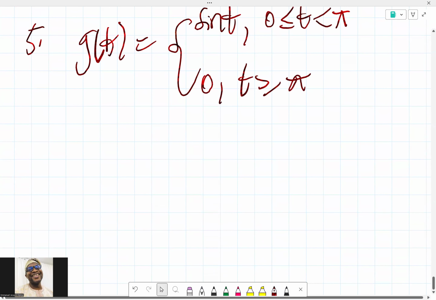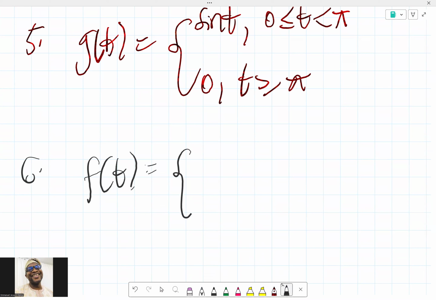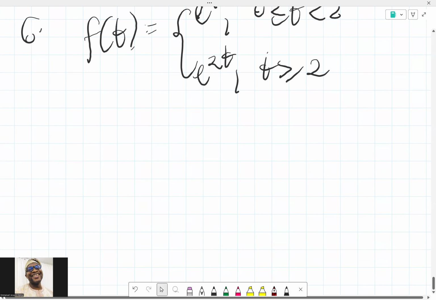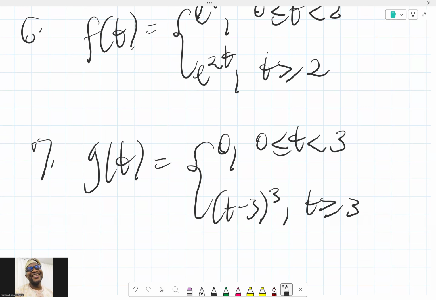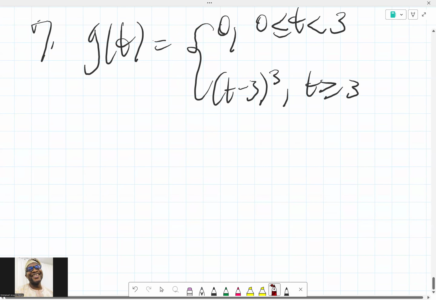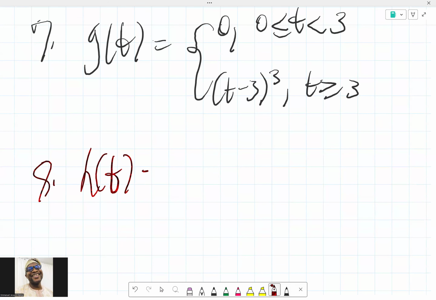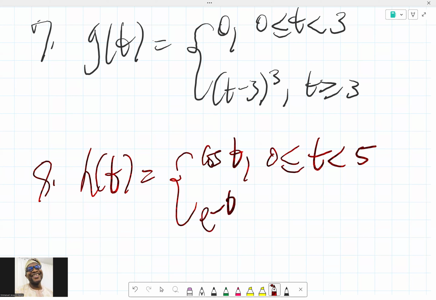Then number 6, you have f of t equals e raised power t for 0 less than or equal to t less than 2, then e raised power 2t for t greater than or equal to 2. Then number 7, g of t equals 0 for 0 less than or equal to t less than 3, and t minus 3 cubed for t greater than or equal to 3. Then number 8, finally, we have h of t equals cos t for 0 less than or equal to t less than 5, and e raised power minus t for t greater than or equal to 5.